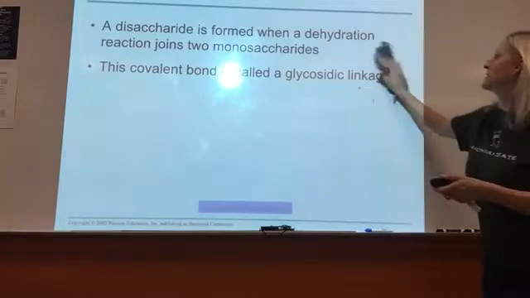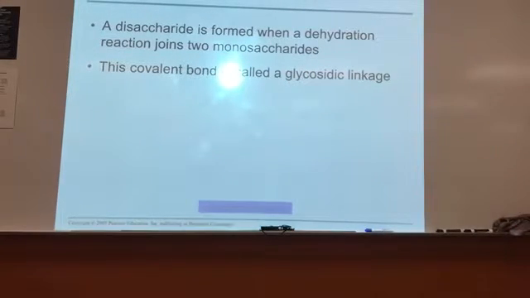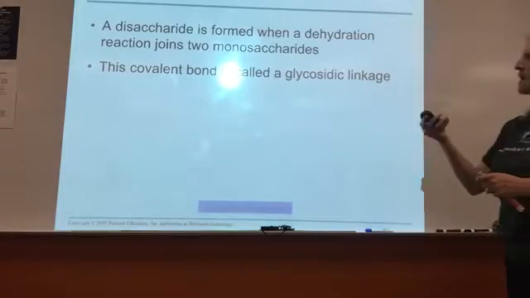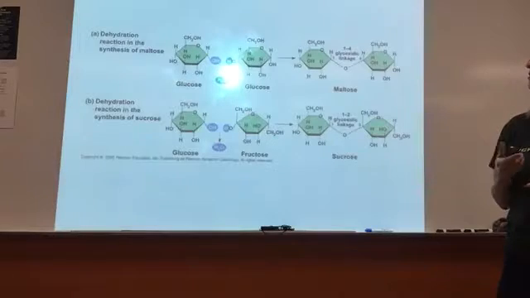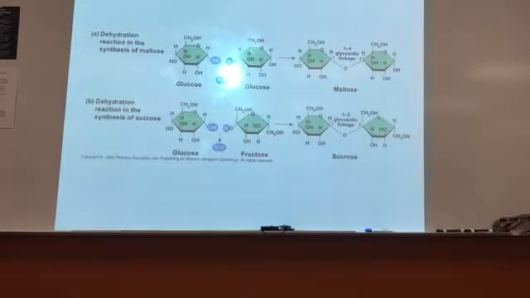So that's your monosaccharides. Another classification of a carbohydrate is putting 2 of those monosaccharides together to form a disaccharide. Di meaning two sugars, and so a dehydration reaction joins them, and they have a special bond. They call it a glycosidic linkage, and that's what we see here.